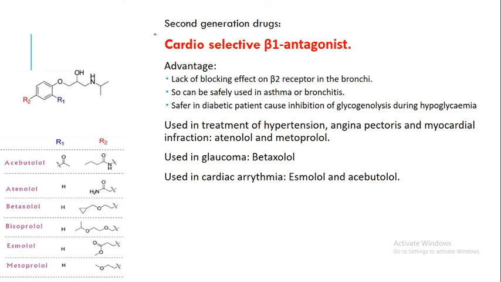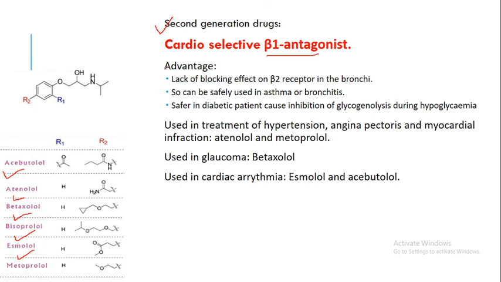Now these are the second generation. First generation are non-selective beta blockers. This is a selective beta blocker, so beta 1 antagonists specifically. These drugs are acebutolol, atenolol, betaxolol, bisoprolol, esmolol and metoprolol.